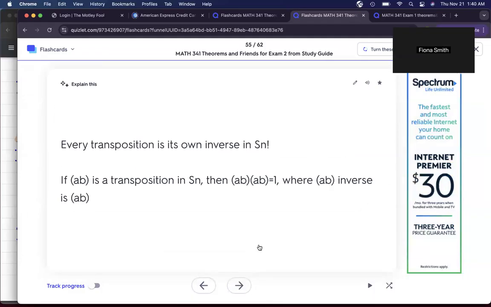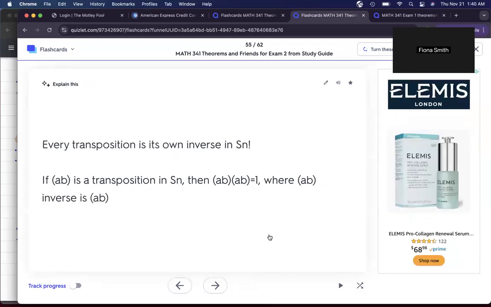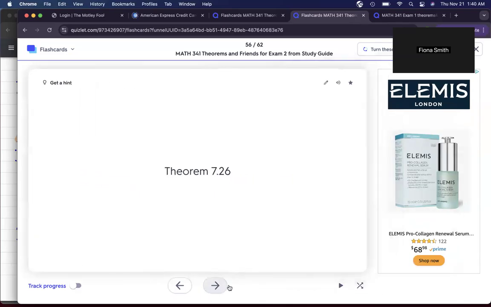Transposition properties: inverse. Every transposition is its own inverse in Sn. The exclamation mark is confusing. I just meant to say Sn, and I'm very excited about it, not Sn factorial. So if (a b) is a transposition in Sn, then (a b)(a b) equals (1), the identity, where (a b) inverse is (a b).